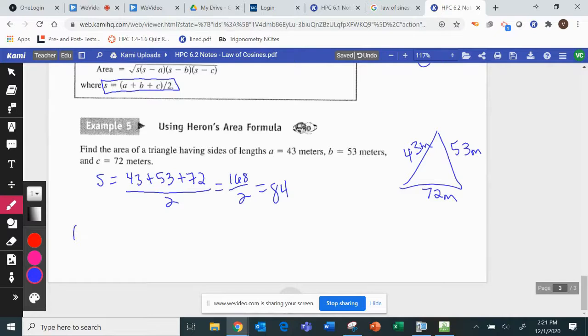Then we use our area formula, which says square root, and we take our S value, which is 84, and then we have a parenthesis with 84 minus the first side, 43, 84 minus another side, 53, and 84 minus the third side, 72. That should end up as a positive answer if you've done everything correct. You don't need to type it in. I already have it typed in, but that's all I did was type that into my calculator.